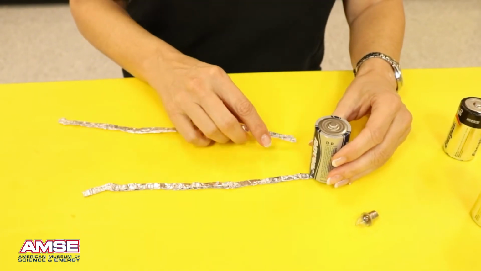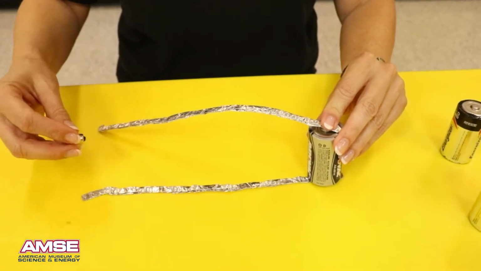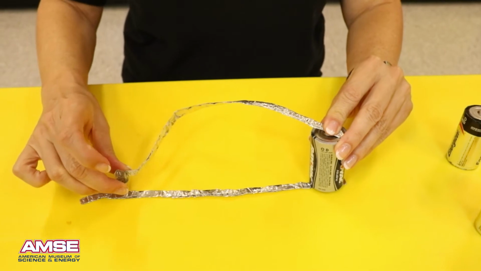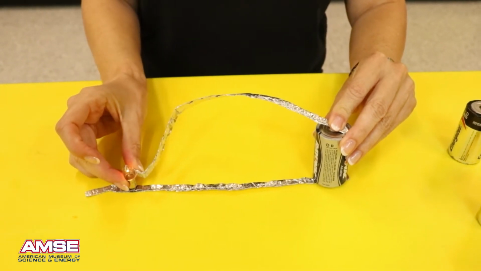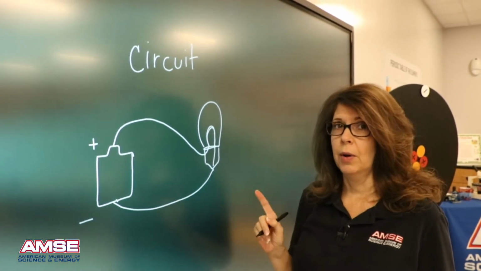This is difficult to hold together if you only have one person at work, but if you have two people, they can kind of help you hold everything in place. Also, notice that the wires are not touching each other. So now let's take a little bit closer look at what's happening.